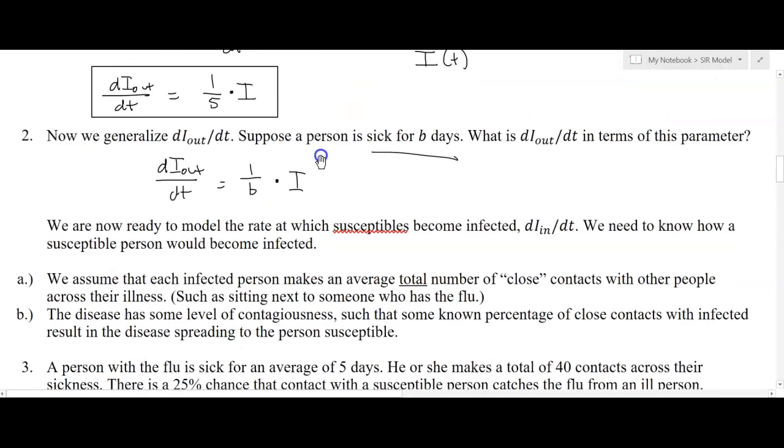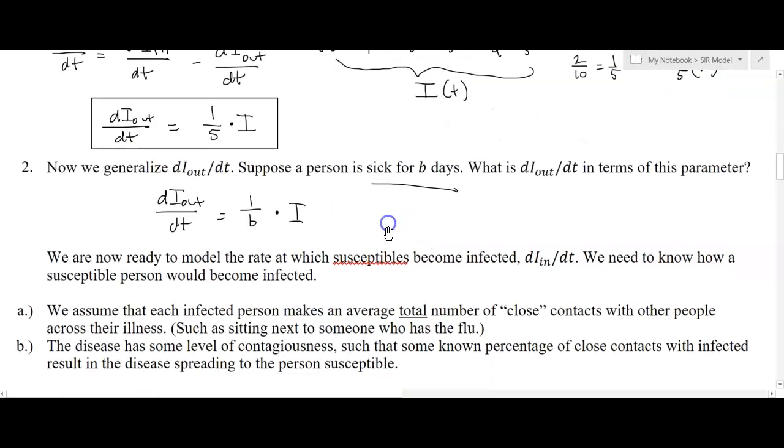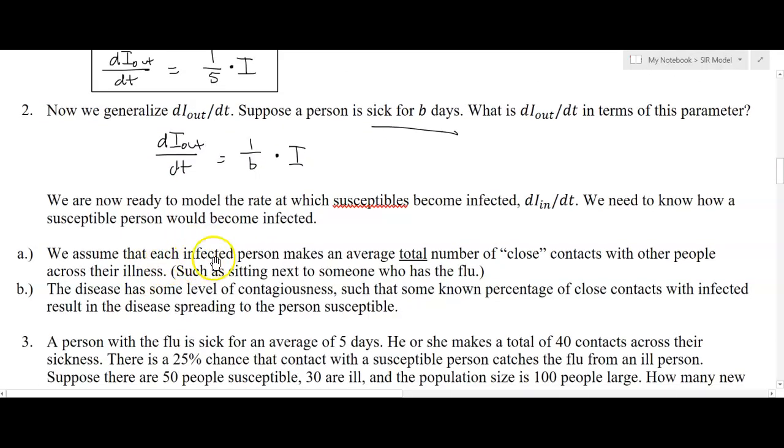Great. Okay, so we are now ready to model the rate at which susceptibles become infected. Remember that the people who are coming into the infected group are the people who are currently susceptible, and we need to know how a susceptible person would become infected. In order to do this, we assume that each infected person makes an average total number of close contacts with other people across their illness. So we're going to assume that each person makes, let's say, 15 contacts on average.